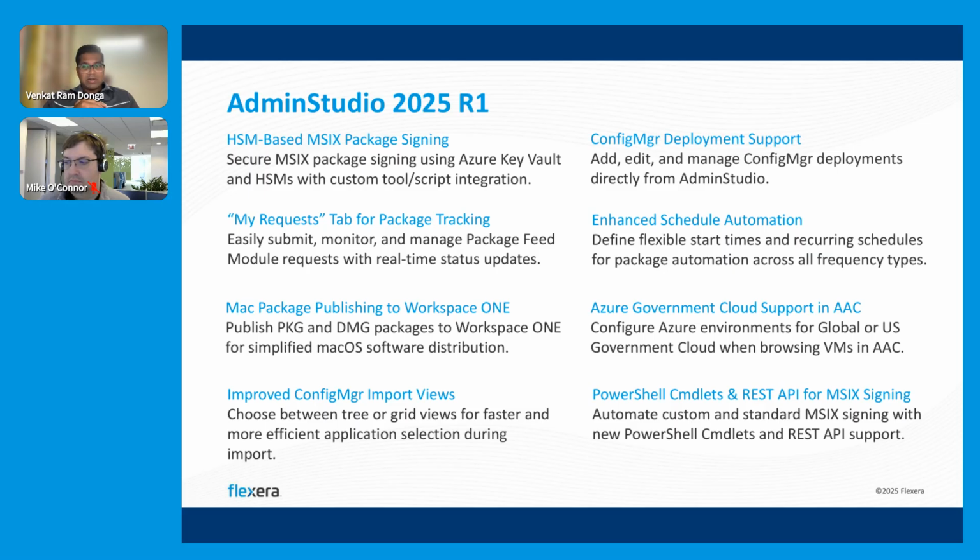The URLs were different. The API calls were slightly different. So we had to ensure that when you are using an Azure government cloud, in those cases for AAC, we were able to support the configuration for browsing the VMs in AAC. And the last one is automation support. We have improved automation support for PowerShell commandlets and REST APIs for MSIX signing as well.